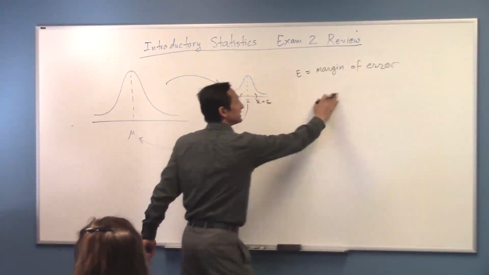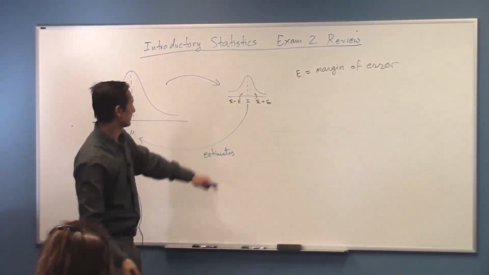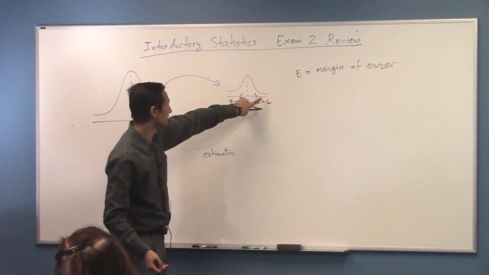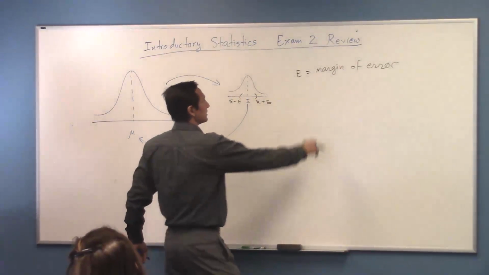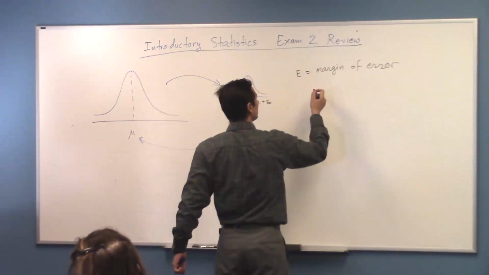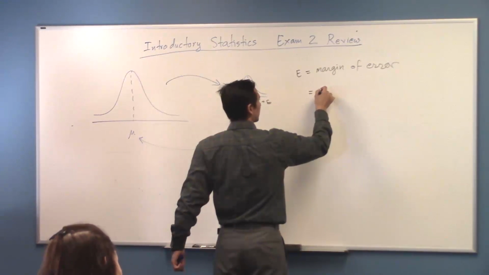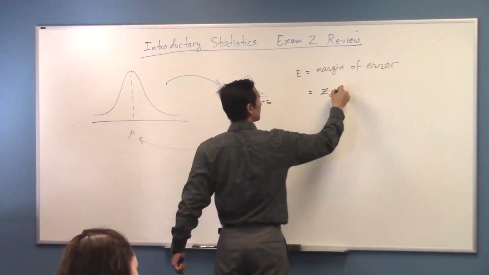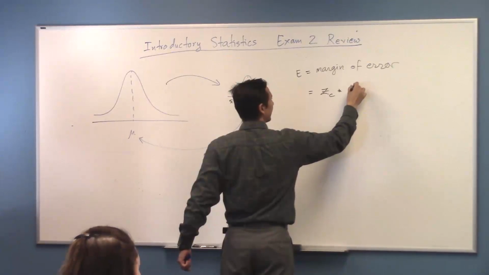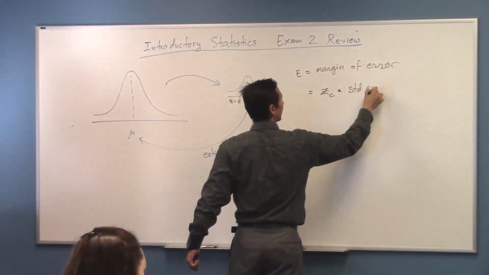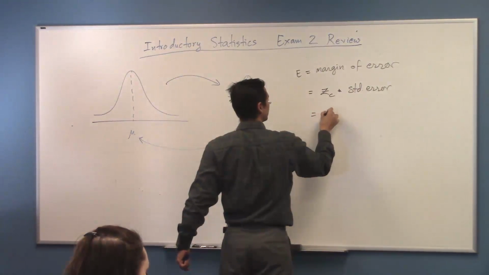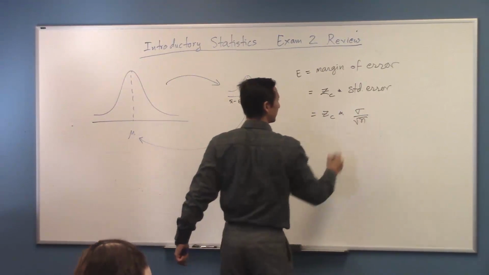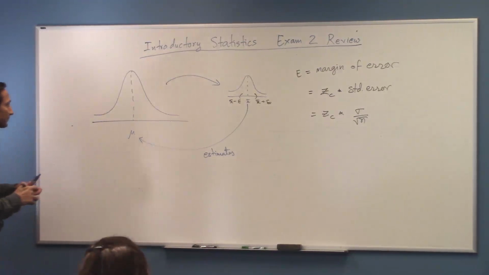This margin of error is, of course, based on confidence level, right? So if the confidence level changes, this margin of error also changes. So this margin of error is computed using the critical value corresponding to the confidence level times standard error. Standard error is sigma divided by square root of n, right? That's the formula.